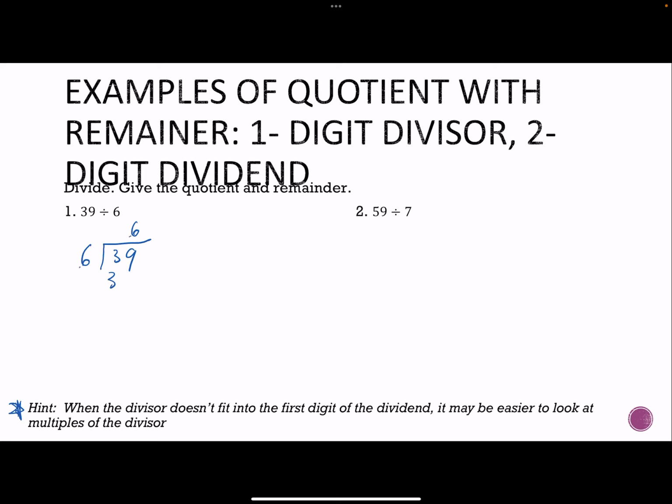6 times 6 is 36. We subtract. 3 is our remainder. So 6 is my quotient, and 3 is my remainder.